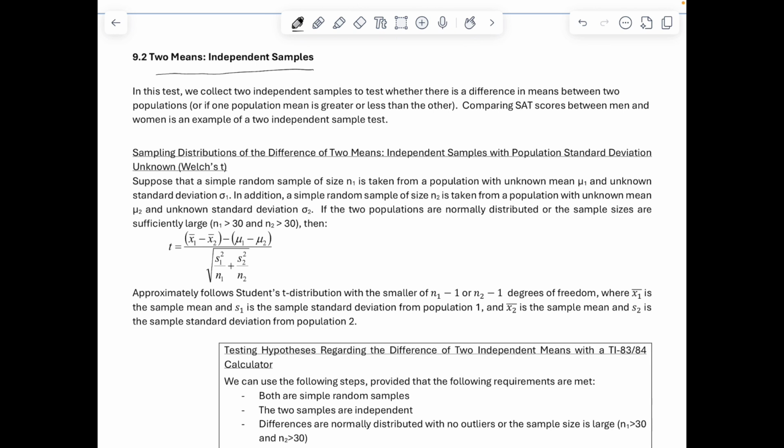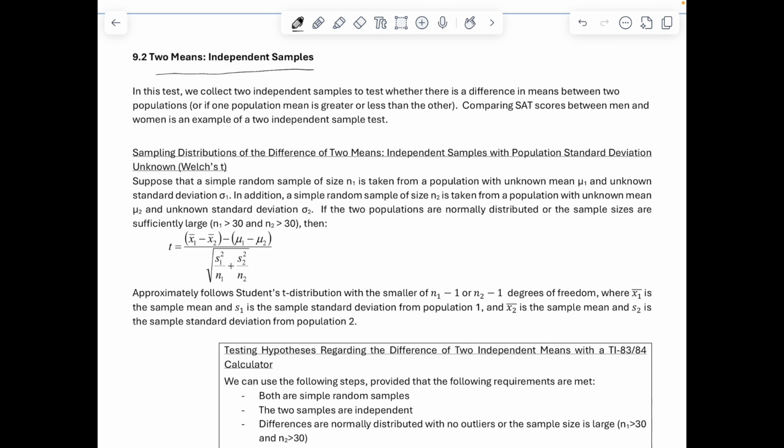And so, sampling distributions of the difference of 2 means, independent samples, with population standard deviation unknown, or Welch's t. So suppose that a simple random sample of size n1 is taken from a population with unknown mean mu1 and an unknown standard deviation sigma 1. In addition, a sample of size n2, same idea. And it says the 2 populations are normally distributed, or the sample sizes are sufficiently large, meaning again that they're greater than 30 for both of them, then we're able to find that test statistic.